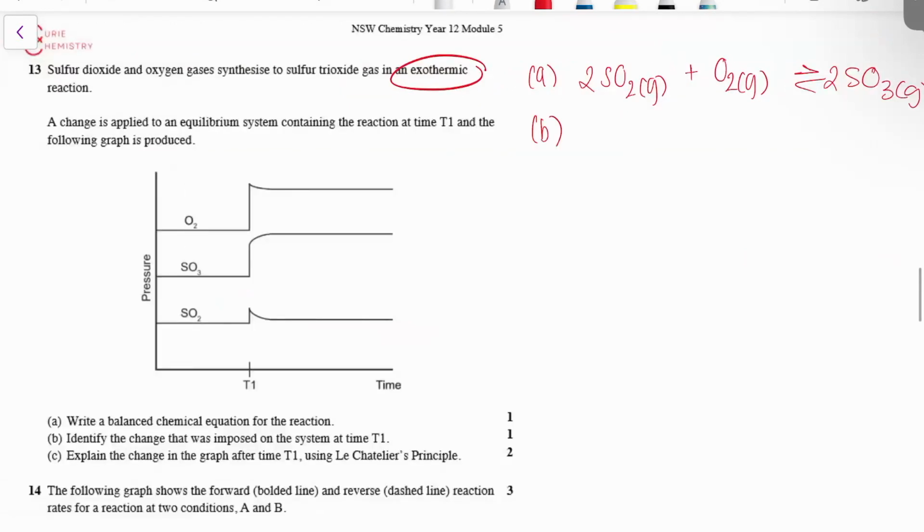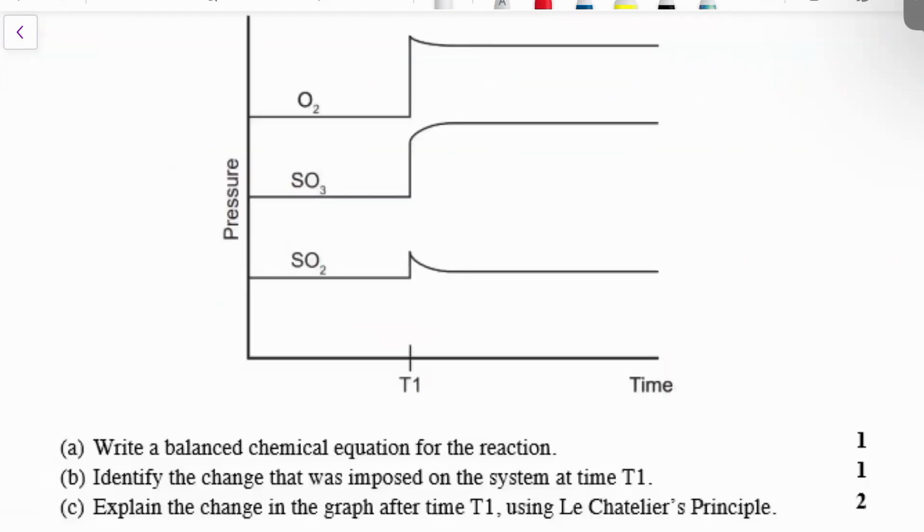Part B, identify the change that was imposed on the system at time t1. All right, now, when we've done these equilibrium graph questions, we always said, if it's an immediate change, this happens. If there's no immediate change, this happens. And if there's only an immediate change in one of the graphs, this is what's happening. But that was for concentration versus time graphs. You have to read the axes carefully to see what units they're talking about. This is a pressure change. Now, let's think about it.